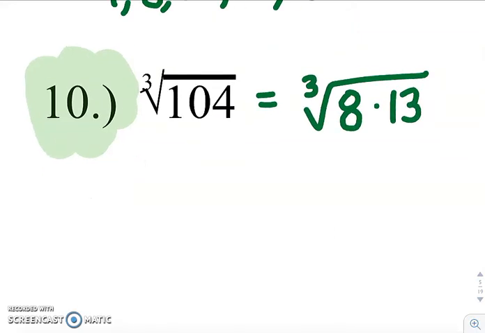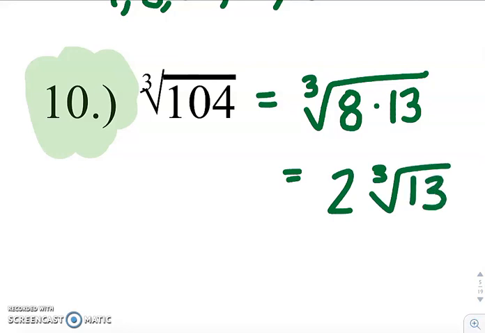If you can figure out which perfect cube it is divisible by, you can factor that out. The cube root of 8 is 2, and the cube root of 13 will stay underneath. However, if you're trying to do this without a calculator, I think the easiest way is by factoring. Then we'll talk about how we figure out what perfect cubes are in there.